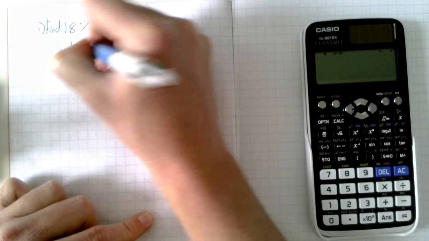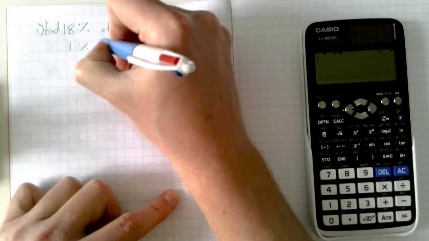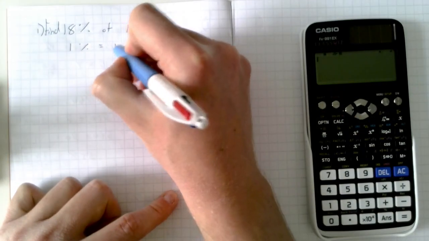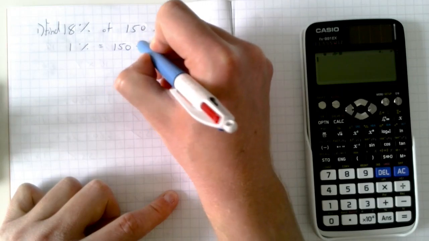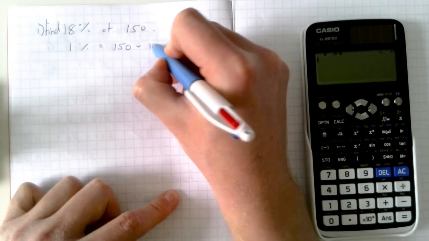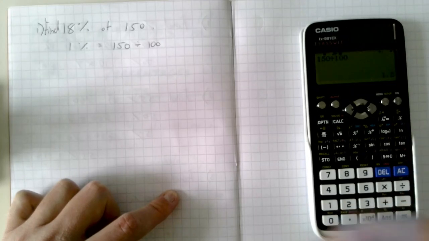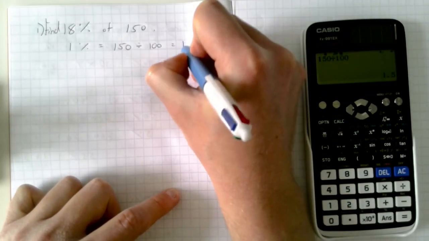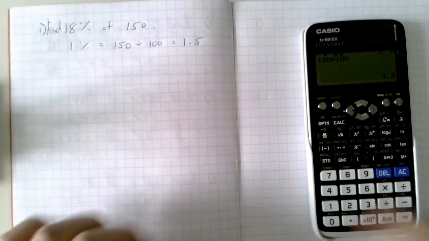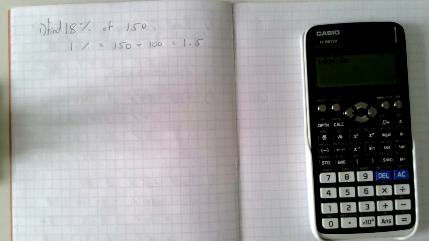Now, the way that I remember from school using a calculator is to first of all find 1%. Now, if I wanted to find 1% of any number, I need to divide by 100. So 150 divided by 100 would give me 1.5. So 1% of 150 is 1.5.